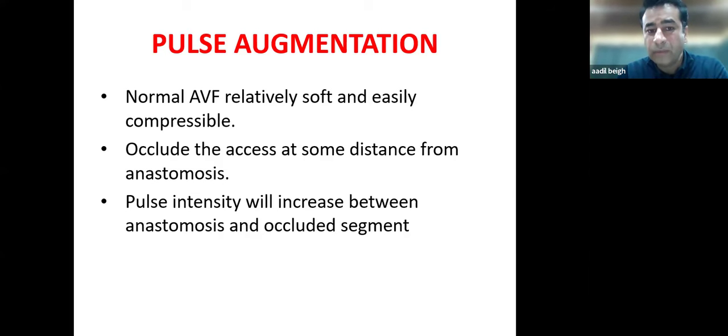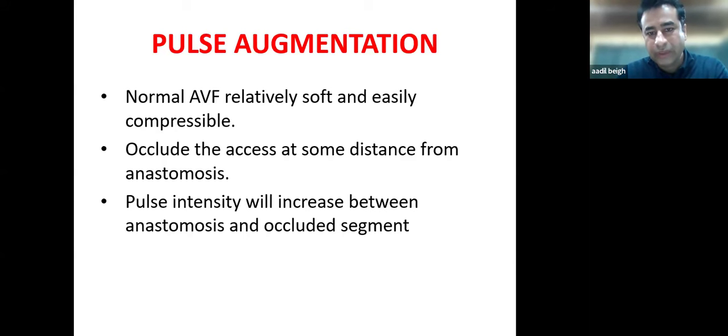So when there's an inflow problem, that means less flow is coming from the artery, or the flow is coming from the artery but it's not going through the anastomosis, or if the anastomosis is okay, it's not going to the juxtaanastomotic segment, or it's going through the anastomotic segment, but the flow is less.